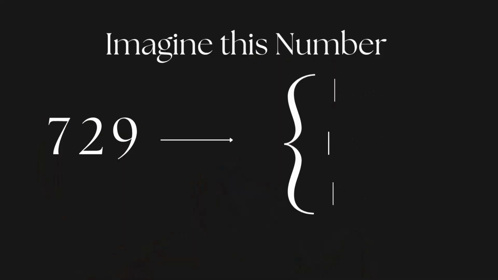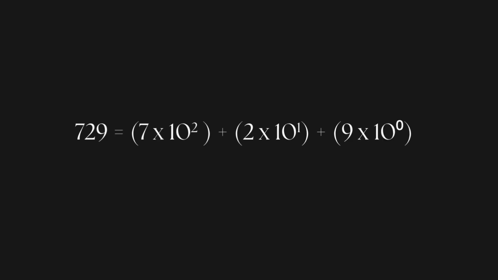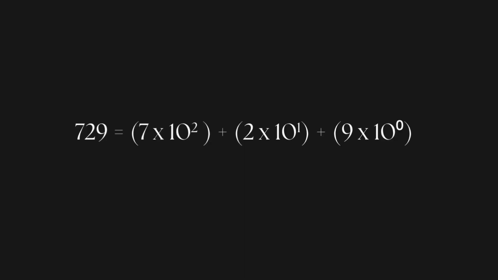Now you may notice that 100 is just 10 squared, 10 is just 10 to the power 1, and 1 is just 10 to the power 0. Now the same number can be expanded using the powers of 10, that is 7 times 10 squared plus 2 times 10 to the power 1 plus 9 times 10 to the power 0, which equals 729. Notice something interesting? As we move from right to left, the power of 10 keeps increasing.